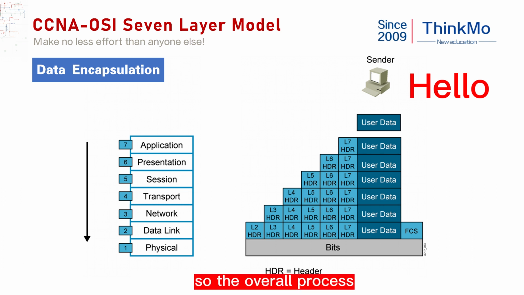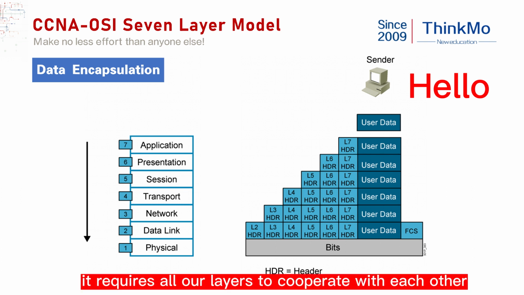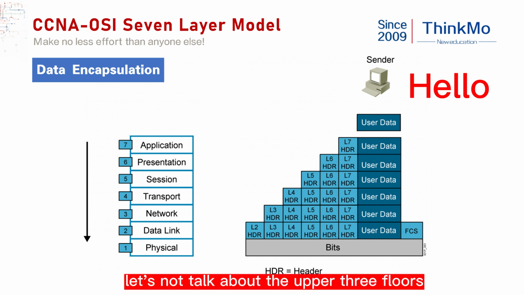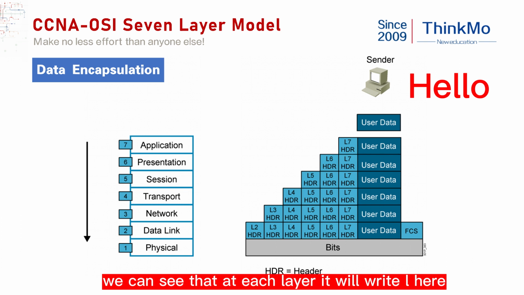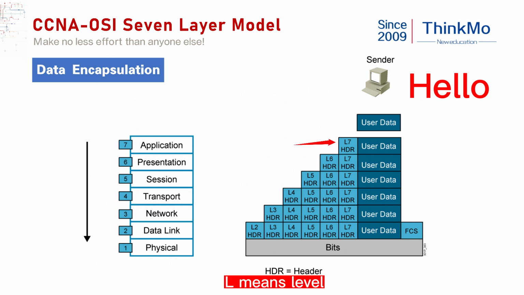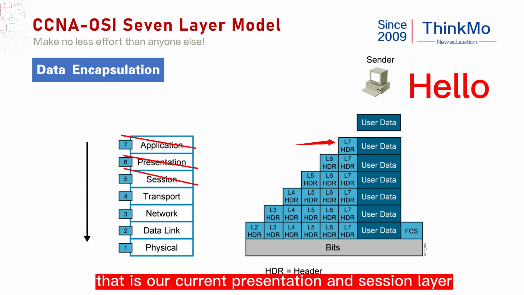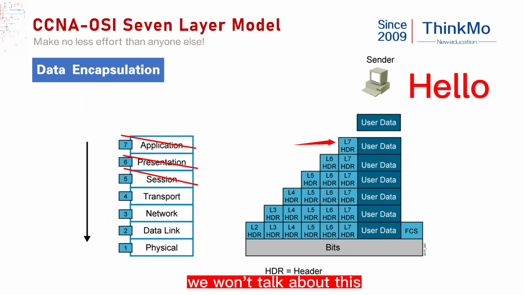So the overall process requires all our layers to cooperate with each other. Let's not talk about the upper 3 layers. We can see that at each layer it will write L here. L means level. Add a 7-layer header, the application layer header. Add a 6, and 5 layers, which is our current presentation and session layer. We won't talk about this.